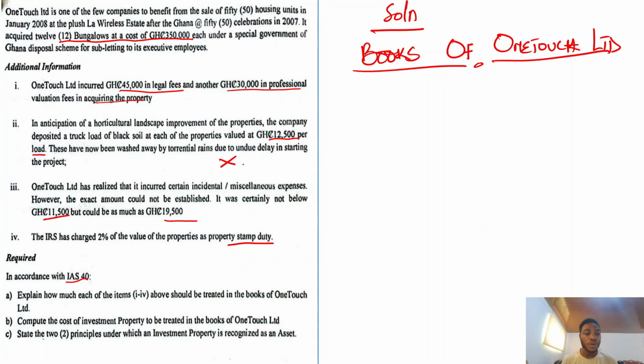Now, we are also saying that One Touch Limited has realized that it incurred certain incidental or miscellaneous expenses. However, the exact amount could not be established. What you have to know is that if not for the fact that they acquired this building, they wouldn't have incurred these expenses. We don't know the makeup of this, but it has to do with a whole lot of different expenses coming together. But then they don't have a particular amount.